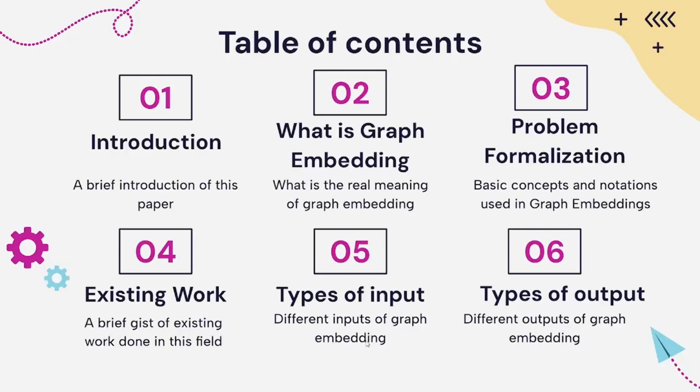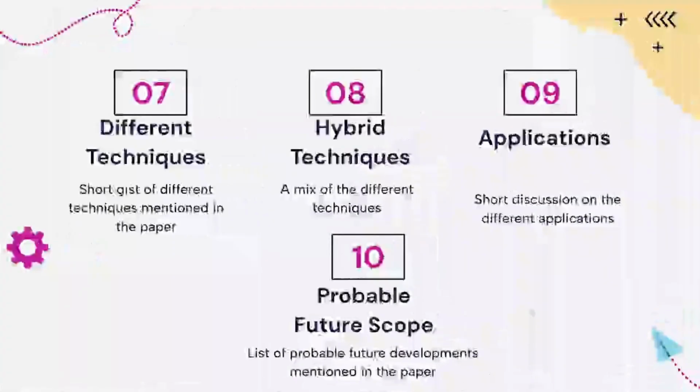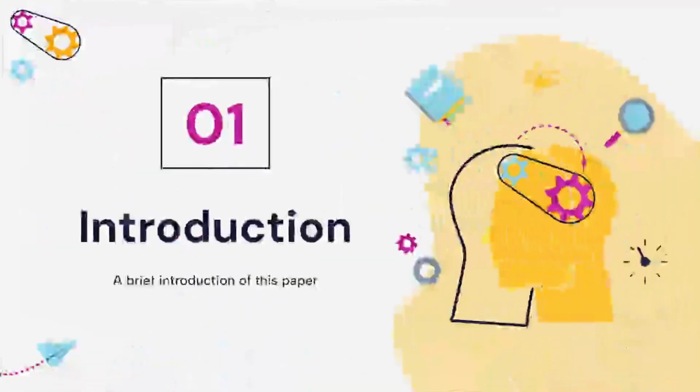Then we will define the different types of inputs of the graph embedding. Then we will define the types of output, which would be the different types of output that are present for the graph embeddings in this paper. Moving on, we'll move to the different techniques and give a short gist of different techniques mentioned in this paper. Then we will move to the hybrid techniques, in which the previous techniques would be mixed together to produce better results. Then we will shift our focus towards the application part, which is mentioned in the paper, and then we will list some of the future scopes which have been mentioned in the following paper.